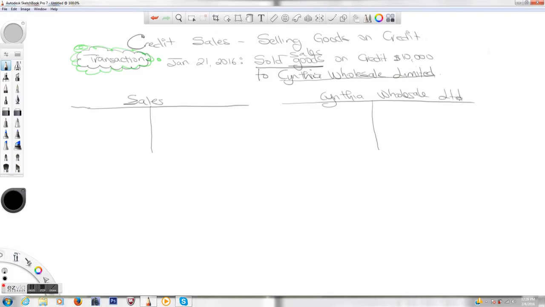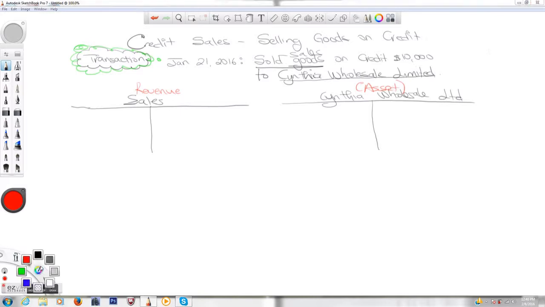Alright, and then we need to find out which category of accounts these two belong to. Now sales is the revenue. Cynthia Wholesale in this scenario has to be an asset, liability, revenue, expense, or capital. And since we're selling Cynthia Wholesale goods on credit, it means that Cynthia Wholesale will now owe us money. So to us, Cynthia is accounts receivable, aka debtor. A debtor belongs to the asset class, right?